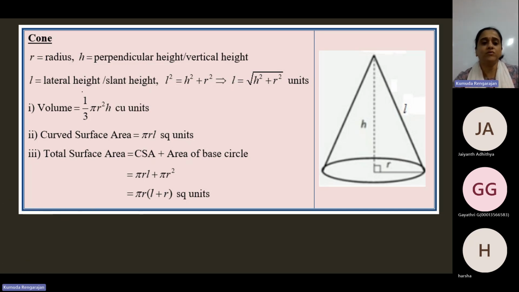Now, how do you find the volume of the cone? Volume is given by the formula 1 by 3 pi r square h cubic units. Volume is always expressed in cubic units. Volume of cone is equal to 1 by 3 pi r square h cubic units.